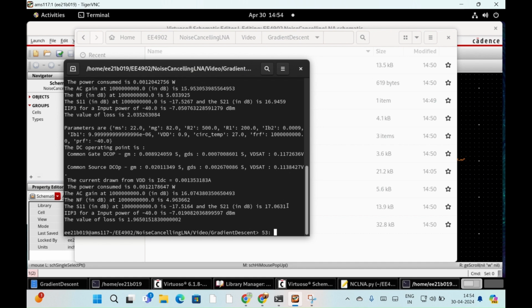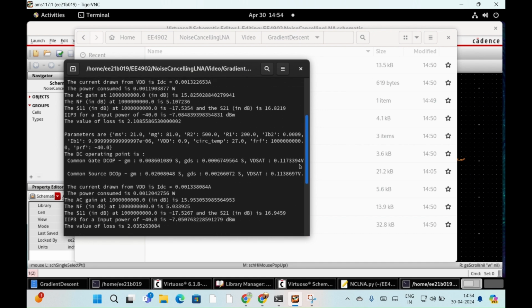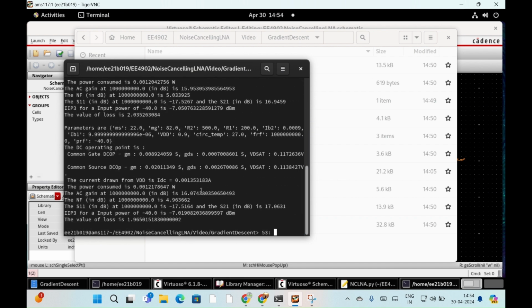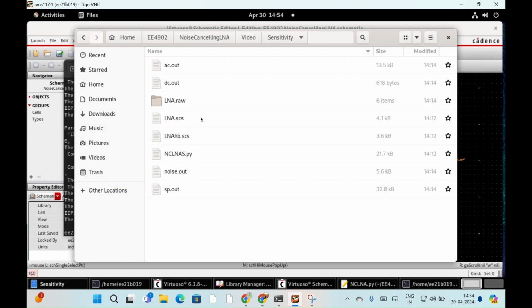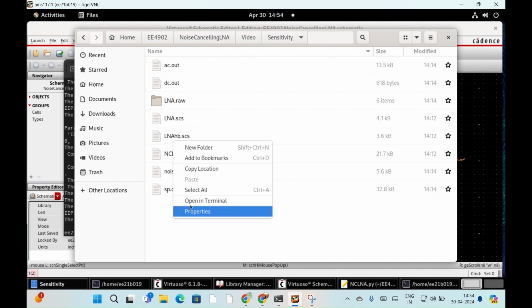And as you can see, in 3 iterations, the loss went from 2.1 to 2.03 to 1.96. The loss is going down. Now I will run the sensitivity related checks on.